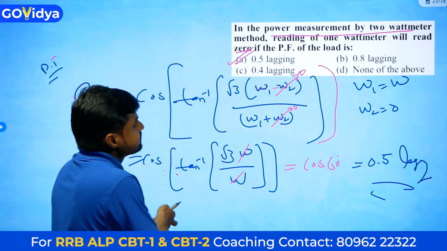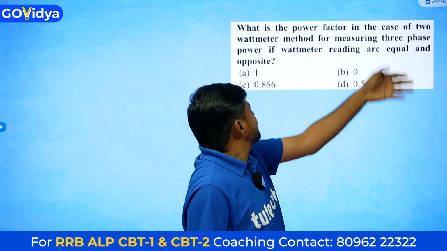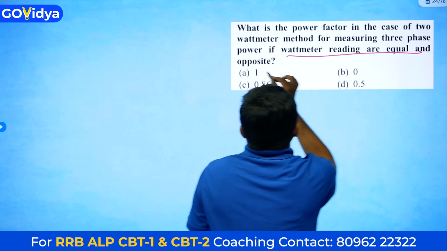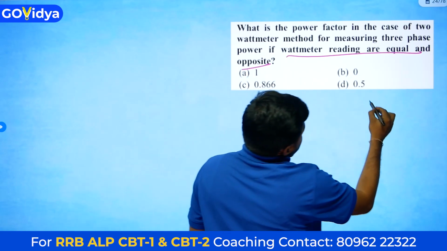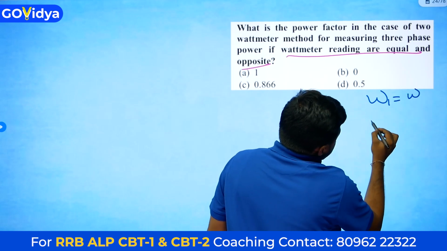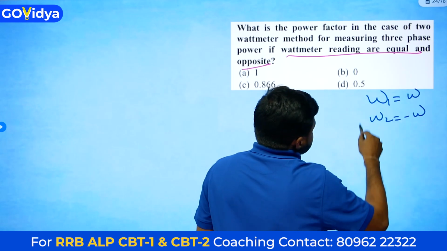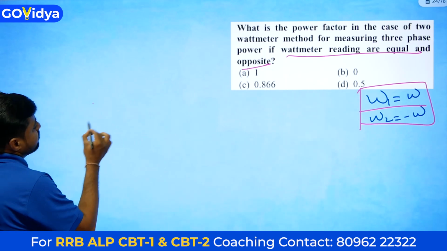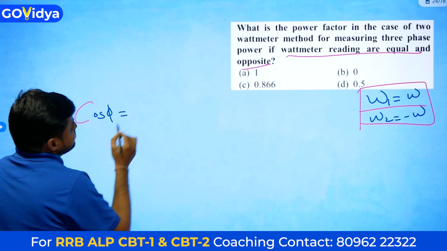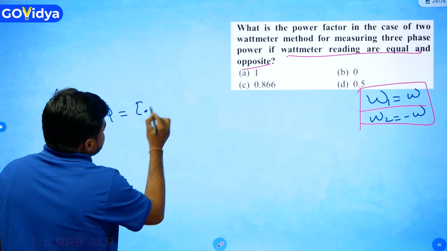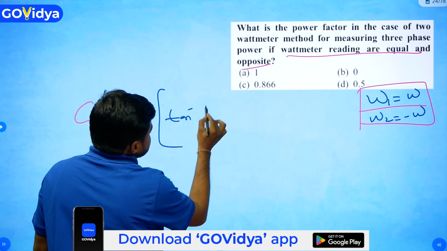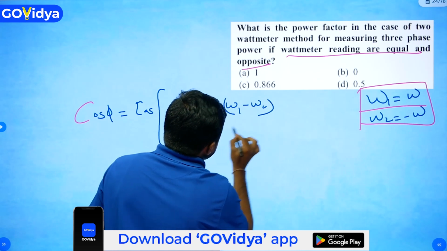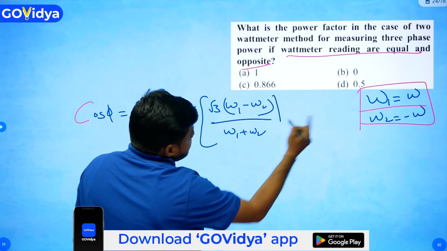Okay, next question. What is the power factor in the case of the 2-watt meter method for measuring 3-phase power if the watt meter readings are equal and opposite? Equal and opposite means W1 is equal to W, and W2 is equal to minus W. This is the condition. At this condition, what is the power factor? We have the power factor formula: cos phi is equal to cos of tan inverse root 3 times (W1 minus W2) by (W1 plus W2). Substitute these values here.